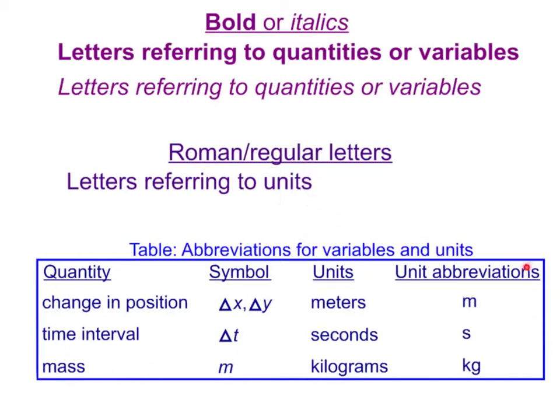And here are some examples in this table. Meters would be one example of a unit. It's written in regular Roman letters. Seconds in regular Roman letters. Kilograms, regular Roman letters. The symbol for the variable or quantity would be written here. Change in position would look like delta x or delta y, and the y and the x are in italics. Sometimes it's really hard to tell, and depending on the type and the font, it can be very difficult to tell whether it's italics or not, but these are the general conventions for those rules.